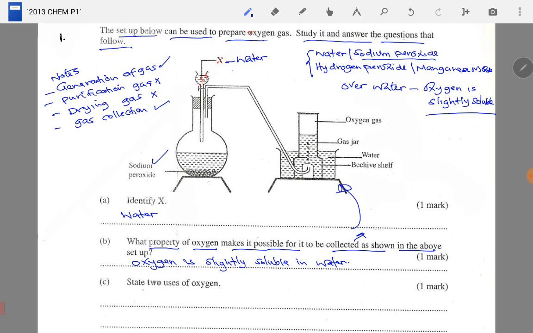Next, part C, state 2 uses of oxygen. Oxygen has several uses. We are going to give just a few of these, but if you refer to Form 1, air and combustion, where oxygen was dealt with in great detail, you will get to add on the list. So one is oxygen is used in hospitals by patients who have breathing difficulties.